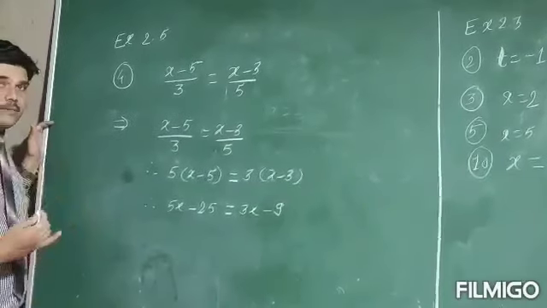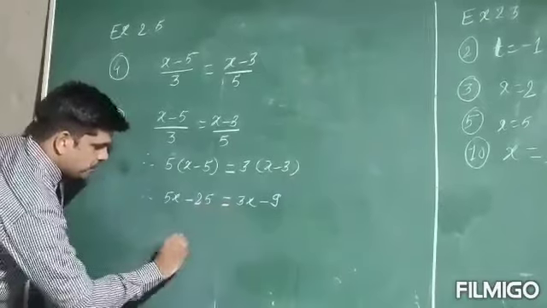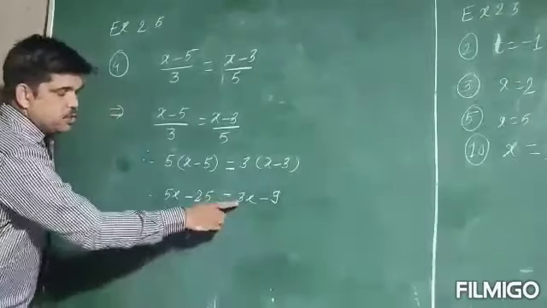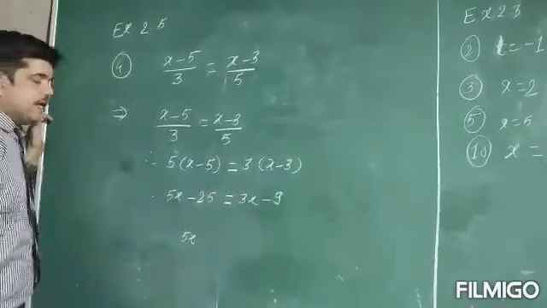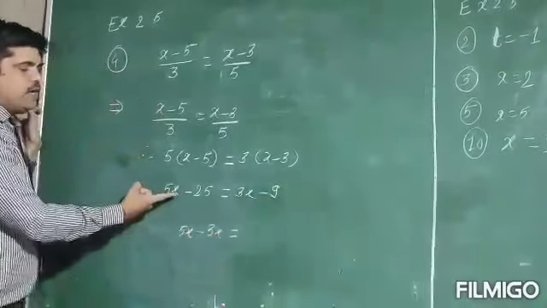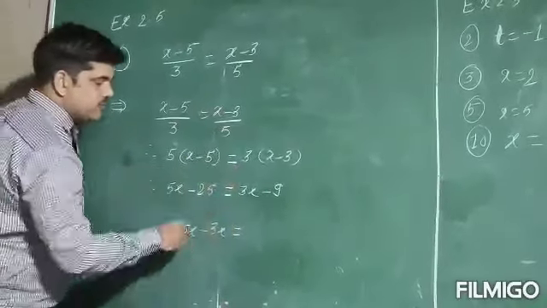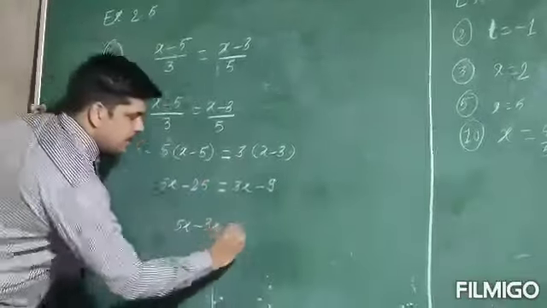We have to collect the like terms together. 5x, 3x is here. So therefore 5x, as it is positive on the RHS, will be negative on the LHS. So minus 3x is equal to 25. 25 is negative here, so it will be positive on this side, LHS to RHS.